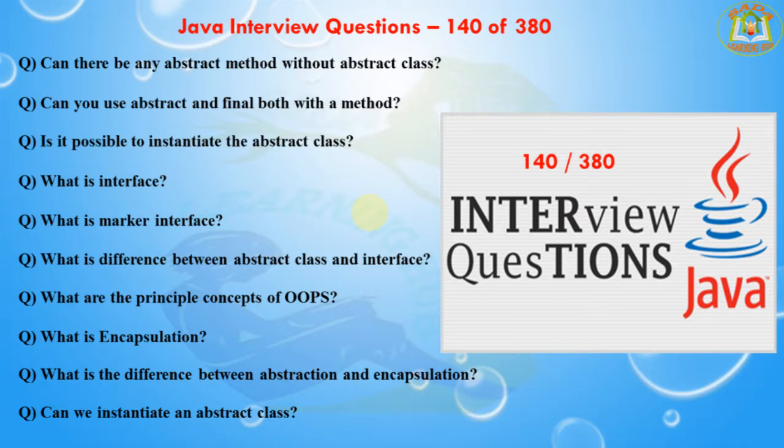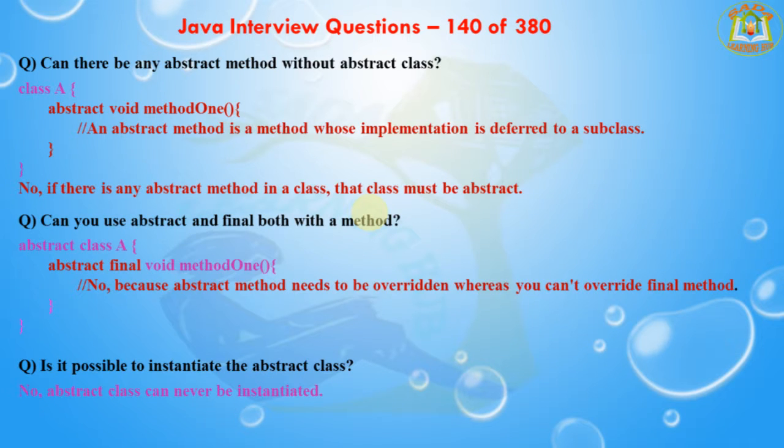Today's session we are going to learn the most important Java interview questions. The first question is, can there be any abstract methods without abstract classes? No. If there is any abstract method in a class, that class must be abstract. It's not possible to have any abstract methods without an abstract class.